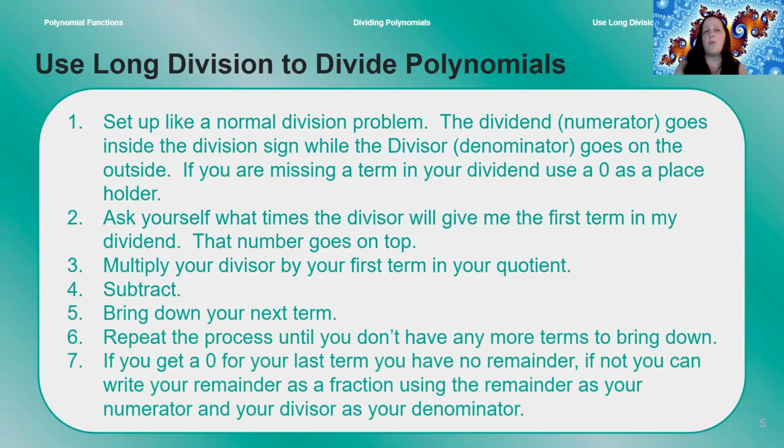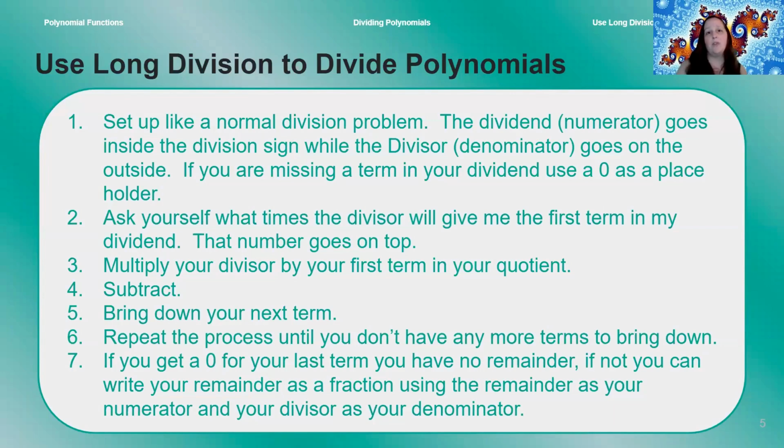Step 2 is ask yourself what times the divisor will give me the first term in my dividend. That number goes on top, so on top of the division. Then I multiply your divisor by your first term in your quotient, subtract, bring down my next term, and repeat this process until I don't have any more terms to bring down.